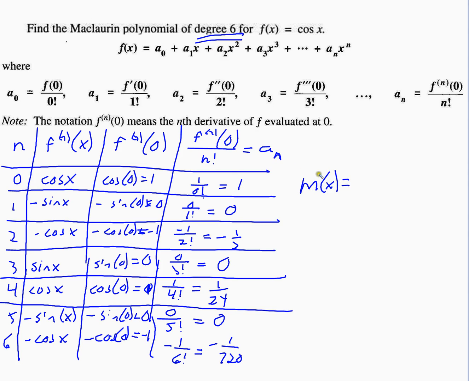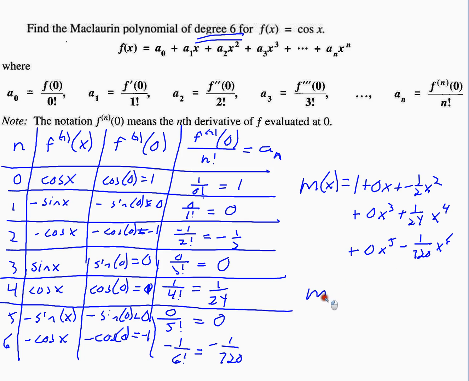It's a sub 0, which is 1, plus 0x, minus 1/2 x squared, plus 0x cubed, plus 1/24 x to the 4th, plus 0x to the 5th, minus 1 over 720 x to the 6th.